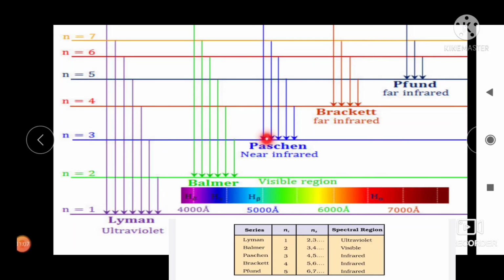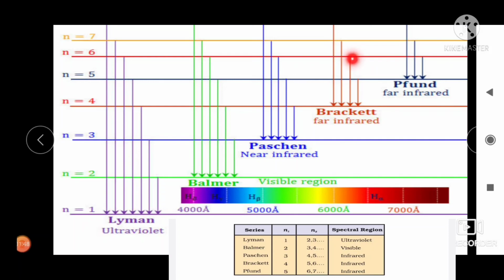And for Paschen series, n1 equals 3 and n2 equals 4, 5, 6, 7. And the electronic transition is from high energy level to lower third energy level n equal 3. And for Brackett series, n1 equal 4 and n2 equals 5, 6, 7. Electronic transition is from n equal 7, 6, 5 to n equal 4 level. And the line lies in infrared or IR region.